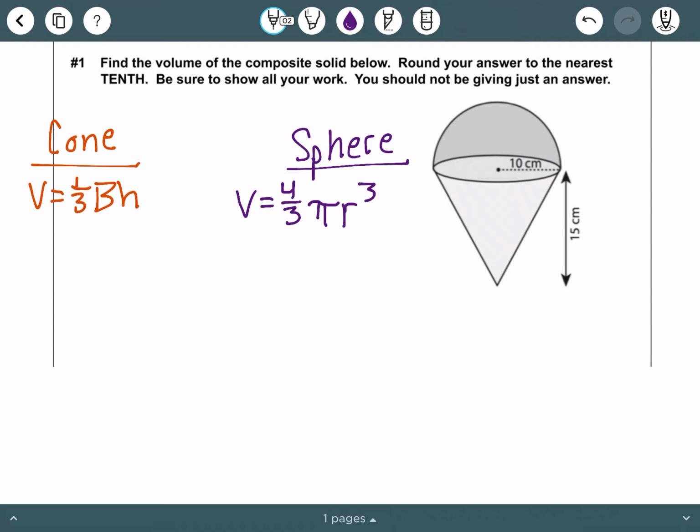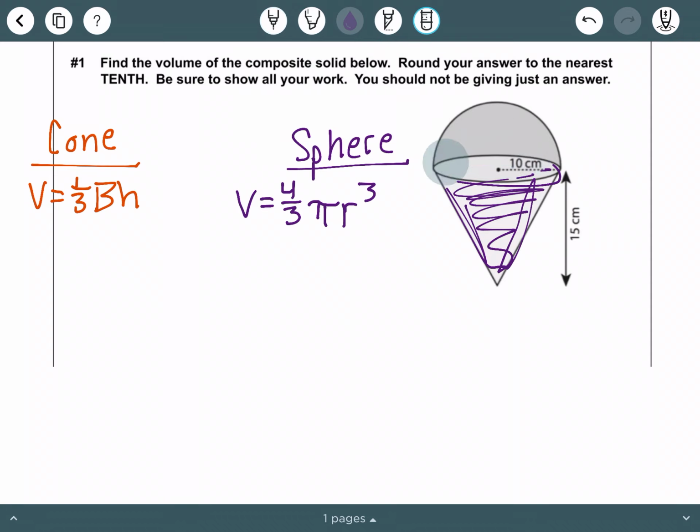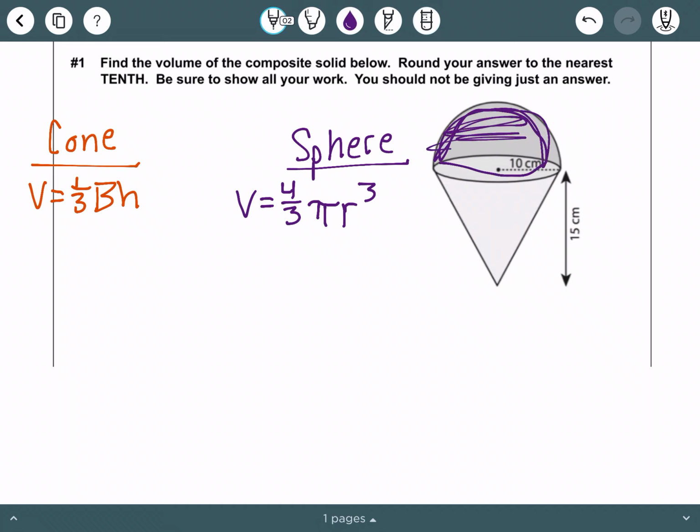All right, so it looks like for this composite solid here, you can see that we have a cone, right? So this is our cone, and then you can see on top of the cone, we have half of a sphere. So those are the two solids that we need to know the formulas of. And you can see I already have those written out. So let's go ahead and start with the cone here.